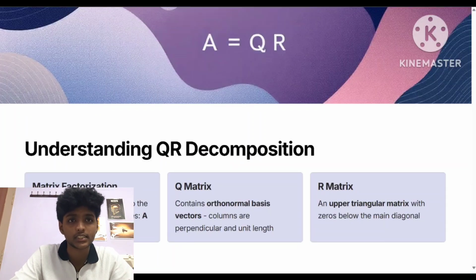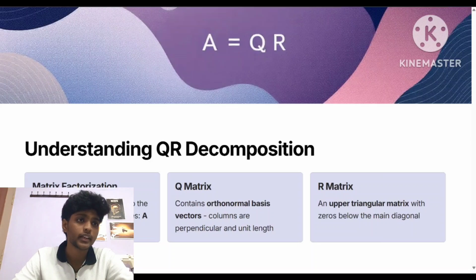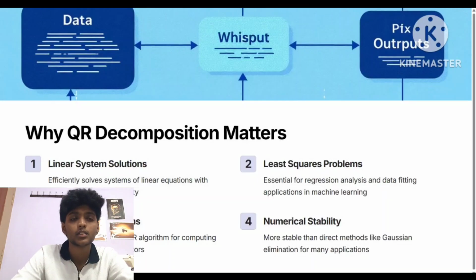Matrix factorization decomposes any matrix A into a product of two special matrices, where A equals Q into R, where the Q matrix contains orthonormal basis vectors, and the R matrix is an upper triangular matrix with zeros below the main diagonal. Why does QR decomposition matter? QR decomposition is especially used in linear system solutions, least squares problems, and eigenvalue algorithms, for numerical stability.